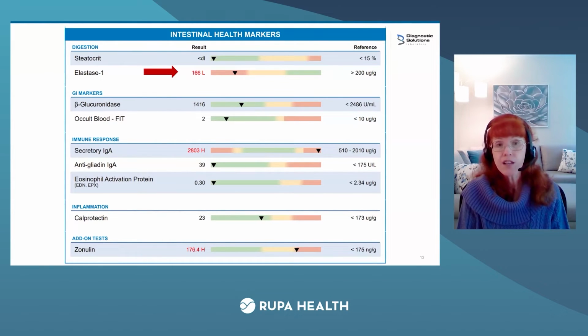Now, we also see that there's a high secretory IgA. Well, I'm actually happy about this because this is a proper immune response given what we've seen.